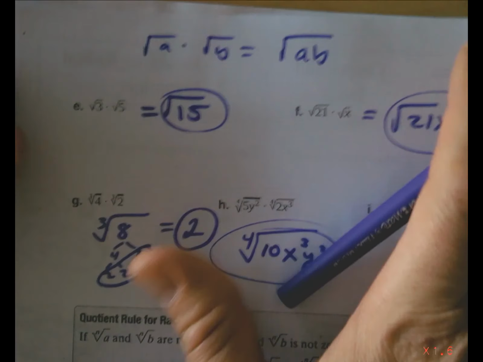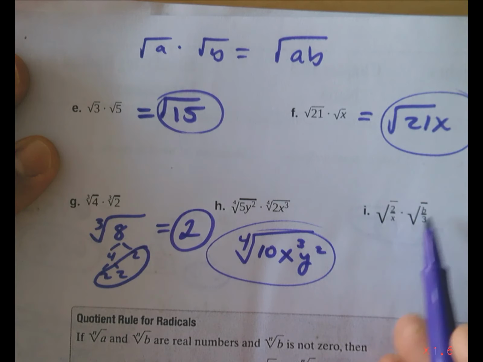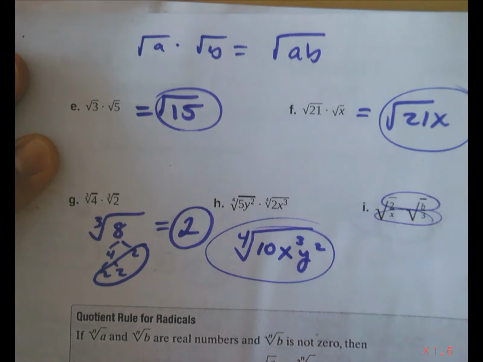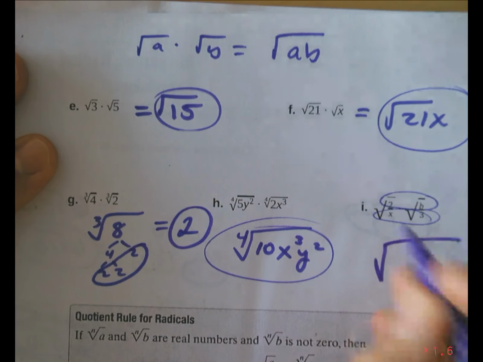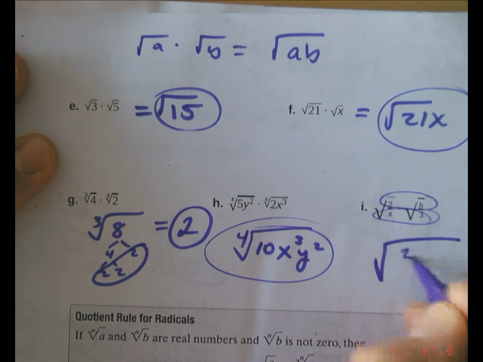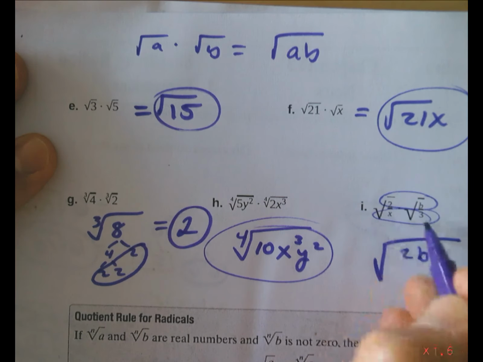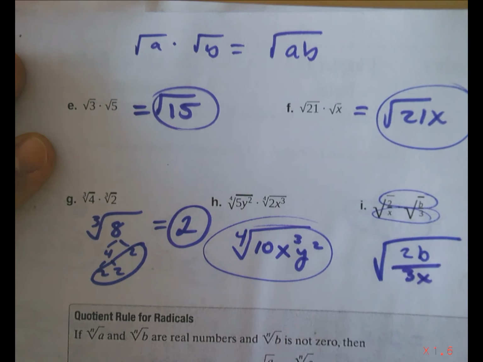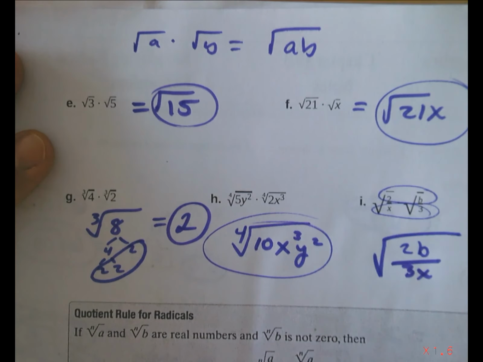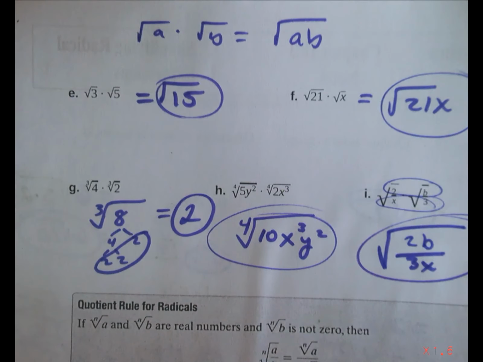And then last but not least, if you have fractions like this, it's basically taking your tops and your bottoms and multiplying together. So we get the square root of 2 times b is 2b. And then the bottoms, x times 3 is just 3x. Again, if you can reduce something, you would, but in this case, there's nothing there that reduces. That's just my final.